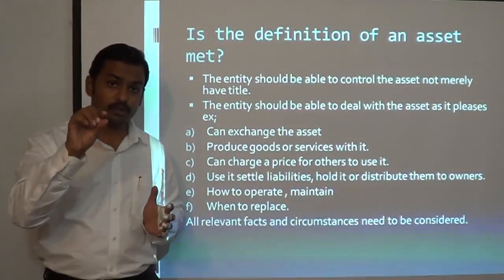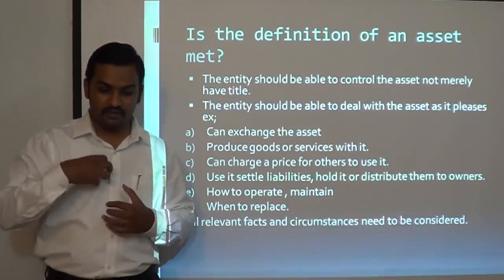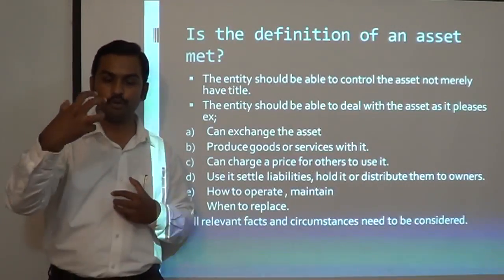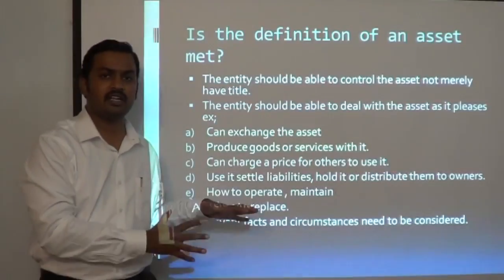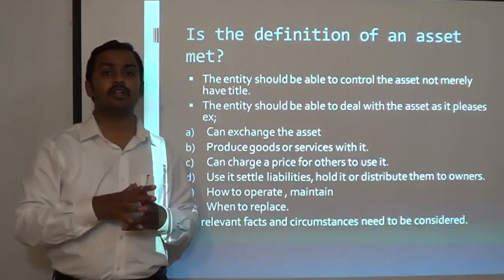Okay. So the most important point here is control. You have to establish whether control is there or not. If I have control over the equipment which is contributed to me by the customer, I can recognize it as an asset in my books of account. So how do you determine whether you have control over the asset or not?